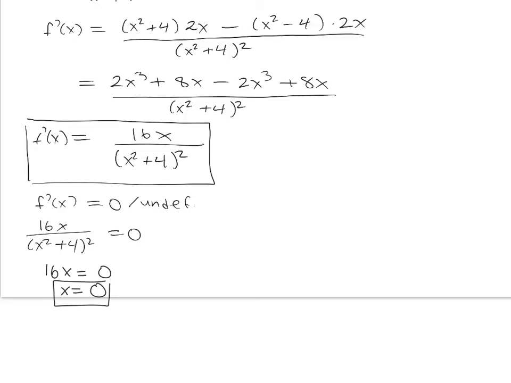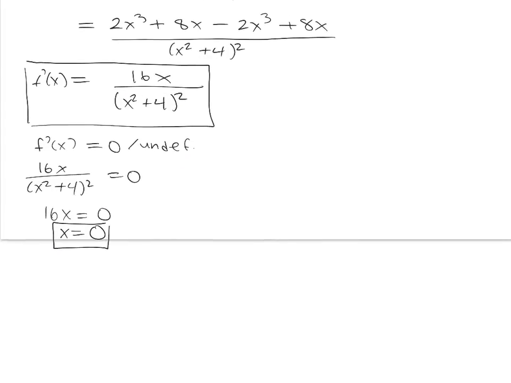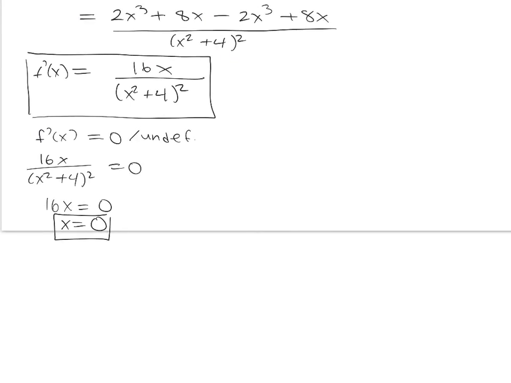Okay. And is this derivative ever undefined? Does x squared plus 4 ever equal 0? No, this is not undefined either. Okay, so you have your one critical number. And so now what numbers are we going to plug into our function to test? 0, 4 and -4.